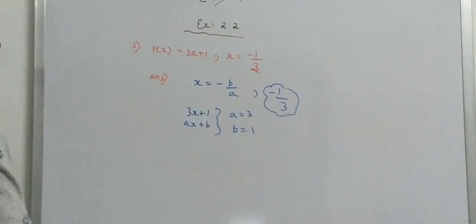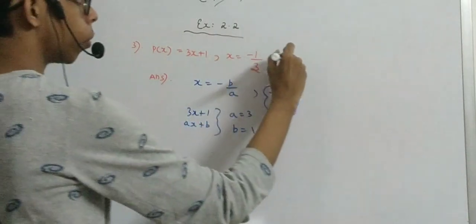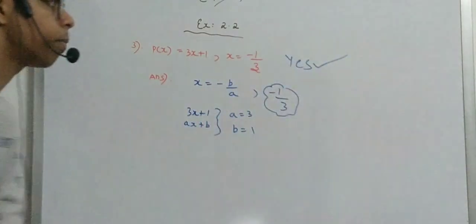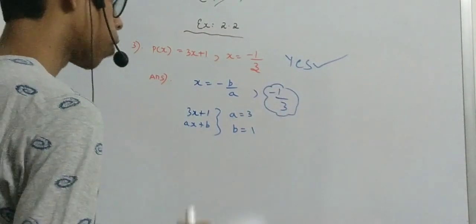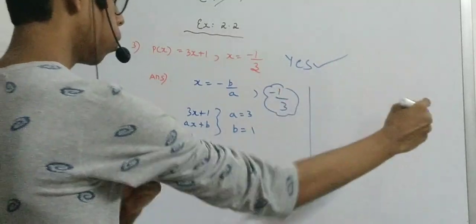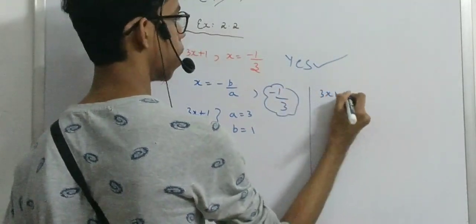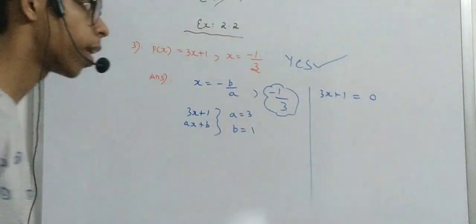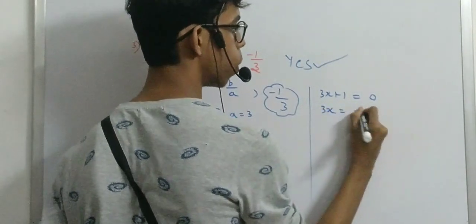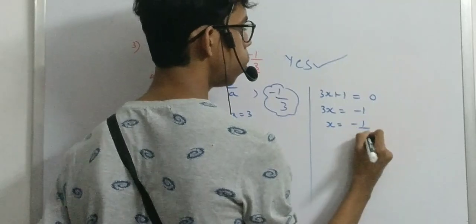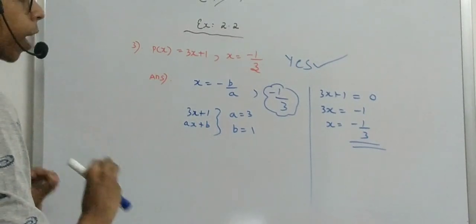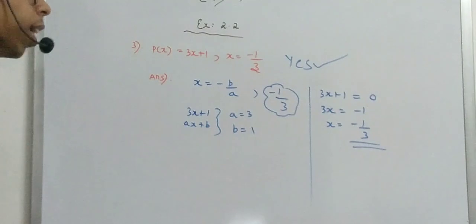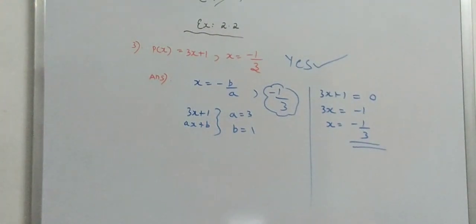So definitely this is the 0 of the polynomial. Or if you do the other method also, that is equating it to 0 and finding out, you will get your answer. Just think, 3x plus 1 is equal to 0. We are equating it to 0 and finding. So we will get 3x is equal to minus 1, x is equal to minus 1 by 3. In this method also we get x is equal to minus 1 by 3, which means that this is the 0 of the polynomial. X is equal to minus 1 by 3 is the 0 of the polynomial.